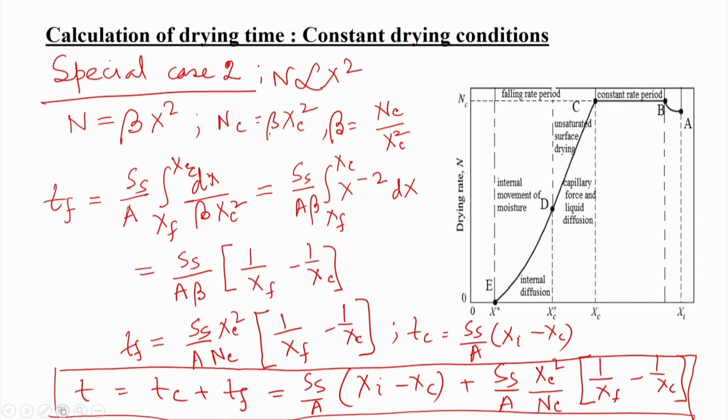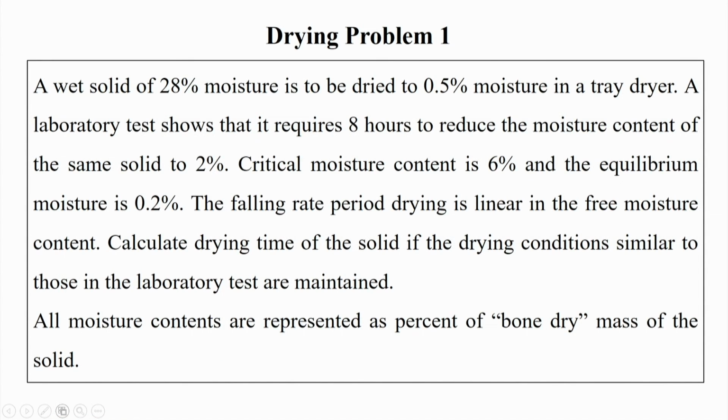So, in that case, the total drying time will be T_c plus T_f, that is S_s by A into x_i minus x_c plus S_s by A x_c square by n_c into 1 by x_f minus 1 by x_c. Okay. Now, we will be solving a very simple problem here: a wet solid of 28% moisture is to be dried to 0.5% moisture in a tray dryer.